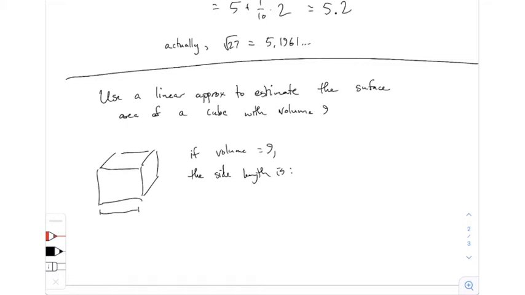Not exactly a nice number here. It is the cube root of 9. That's kind of what the cube root means. That's why it's called the cube root. If you call the side length x, then the volume would be x cubed. So we have x cubed is 9, and then x would be the cube root of 9, whatever that is. That's a weird number. That's the side length.